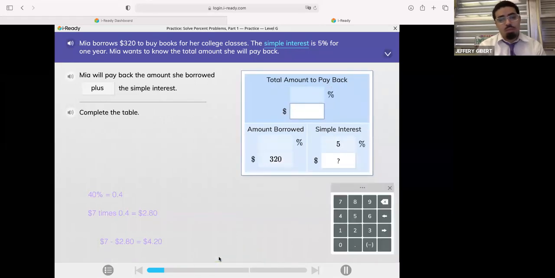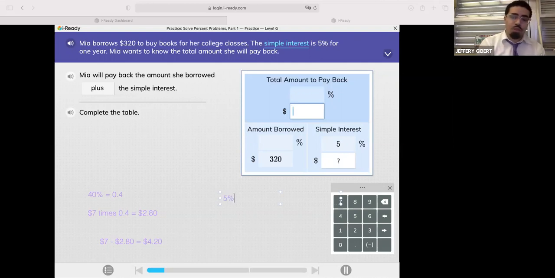Complete the table. All right, so how do you figure out how much she's going to pay back? A hint: you follow these steps that I did over here on the other problem. So the first step was convert 40% to 0.4. So what's our percent in this problem? Our percent is 5%. All right, so we need to convert that to a decimal. So what is 5% as a decimal? 0.05.